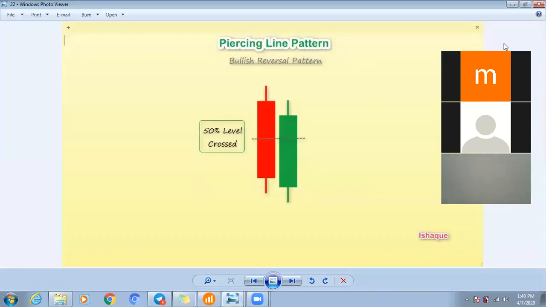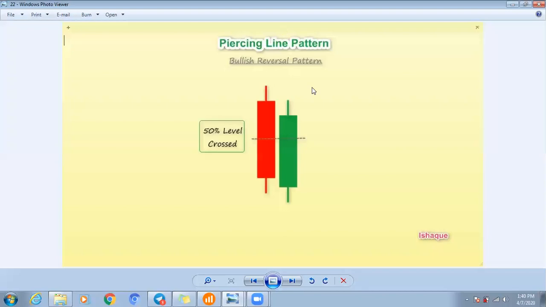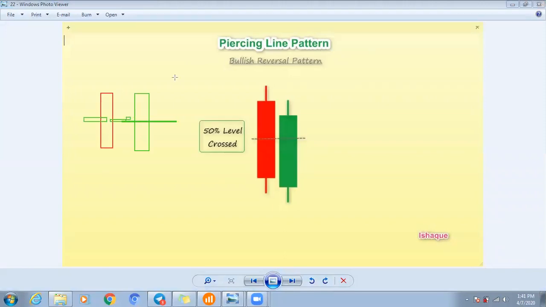So today we start with the piercing line pattern. Before starting this pattern, I want to tell you about another thing. When you find any big candlestick, bullish or bearish, the 50% level of the candlestick acts as support and resistance. The 50% level of this candle acts as support and resistance. Okay, is it clear?